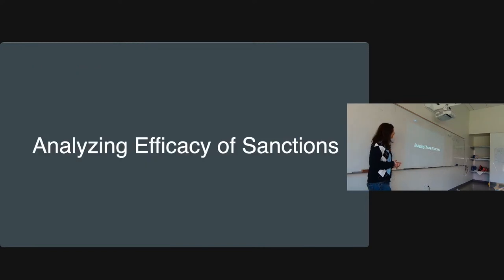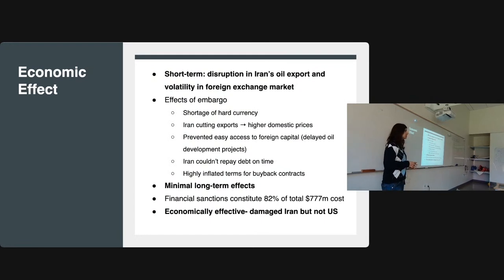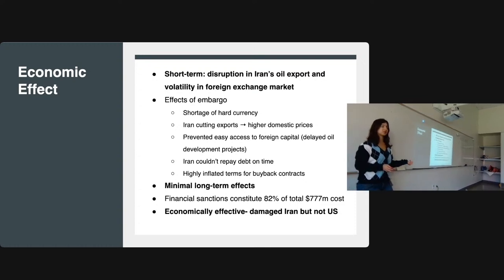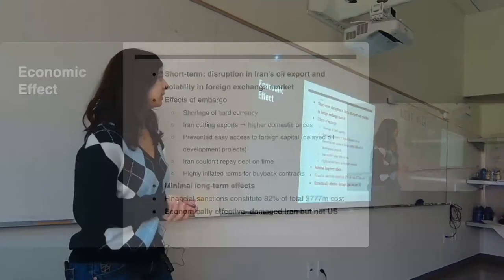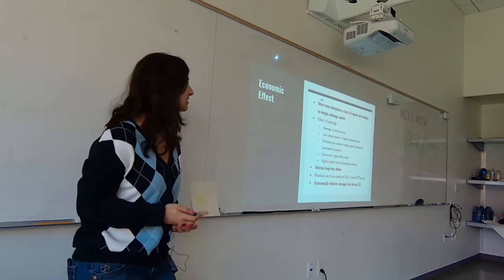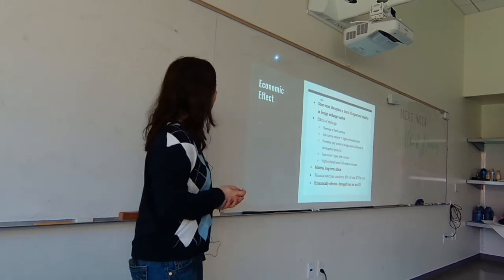Okay, the next thing we're going to look at is why all of this is relevant and take a look at the efficacy of sanctions on Iran. So economic effect is, in the short term, defined as when sanctions economically affect the party that the sanctions are being placed on, so in this case Iran, but don't cause significant damage to the party imposing the sanctions, which in this case would be the United States. That definitely applies here, so we can definitely analyze these sanctions as economically effective, especially because in the short term they really did have a huge disruption in Iran's oil export and its volatility in the foreign exchange market. However, there were pretty minimal long-term effects, which we're going to talk about more later. Iran's economy, because of those concepts of elasticity, was essentially able to bounce back after some time.